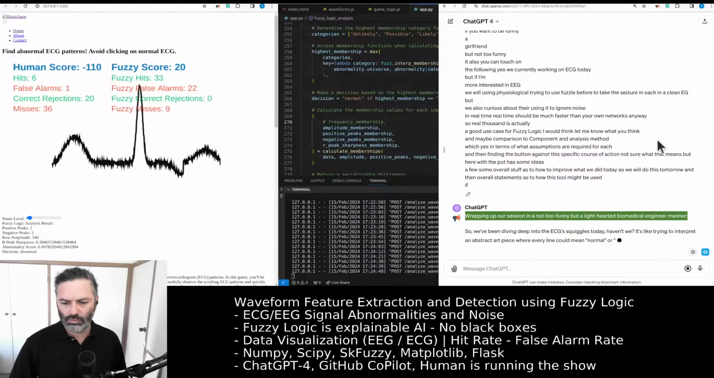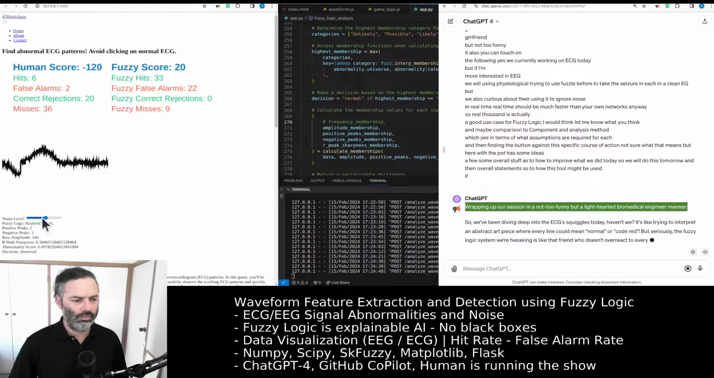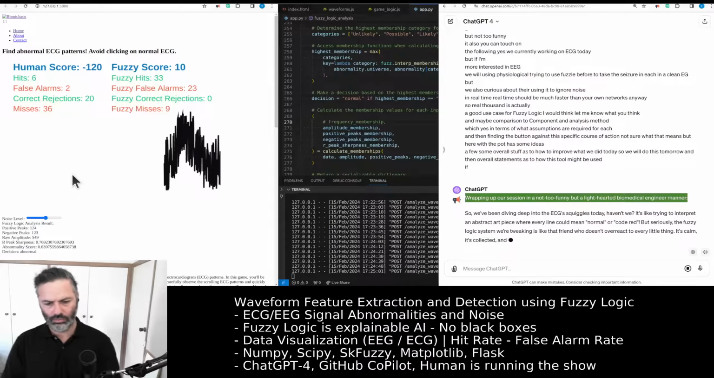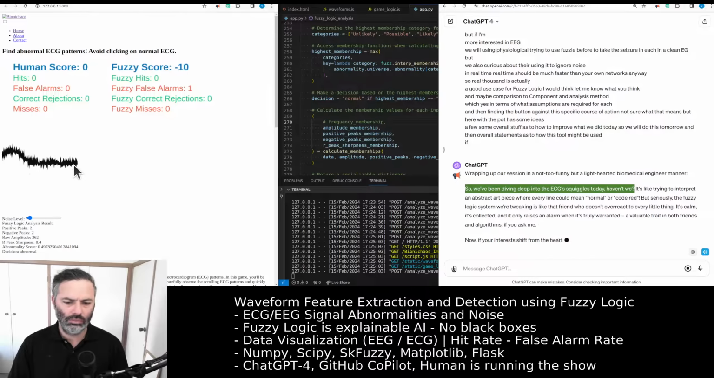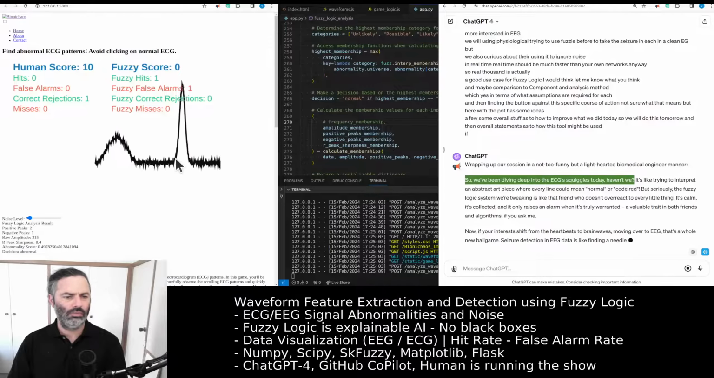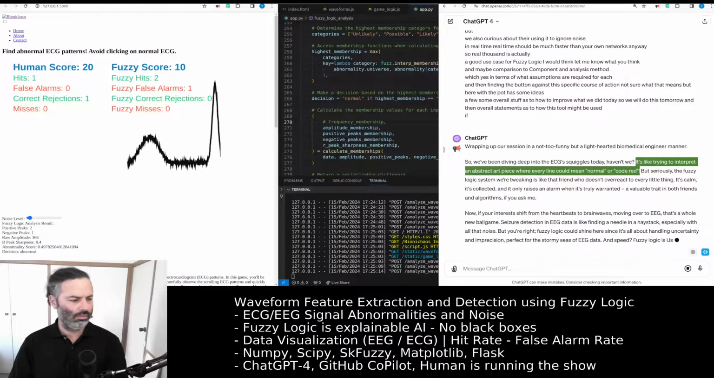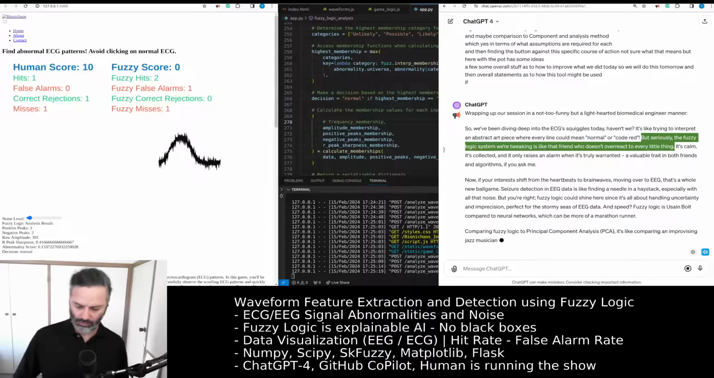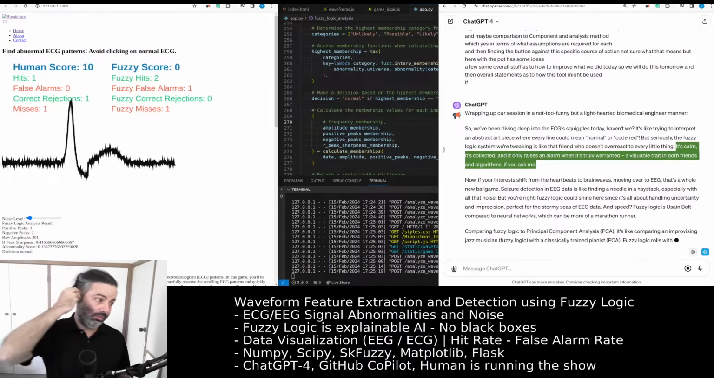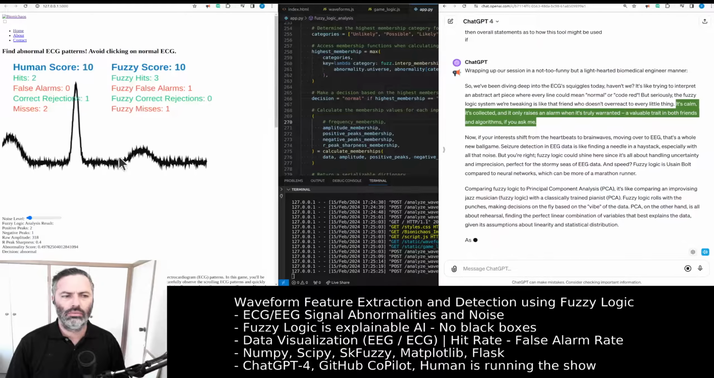Wrapping up our session in a not too funny but light-hearted biomedical engineer manner. So, we've been diving deep into the ECG squiggles today, haven't we? It's like trying to interpret an abstract art piece where every line could mean normal or code red. But seriously, the fuzzy logic system we're tweaking is like that friend who doesn't overreact to every little thing. It's calm, it's collected, and it only raises an alarm when it's truly warranted, a valuable trait in both friends and algorithms, if you ask me.